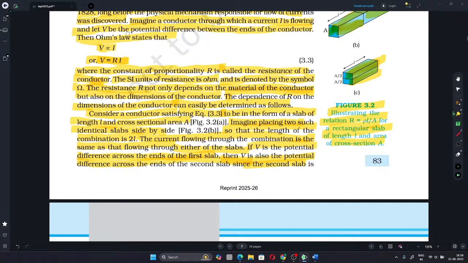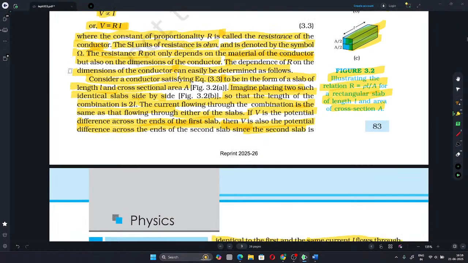of a conductor. And Ohm's law states that V is proportional to I, and V equals RI, where the constant of proportionality R is called the resistance of the conductor. The SI unit of resistance is ohm and is denoted by the symbol omega. The resistance R not only depends on the material of the conductor but also depends on the dimensions of the conductor. The dependence of R on the dimensions of the conductor can easily be determined as follows. Consider a conductor satisfying equation 3.3.